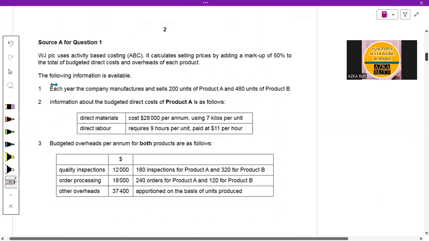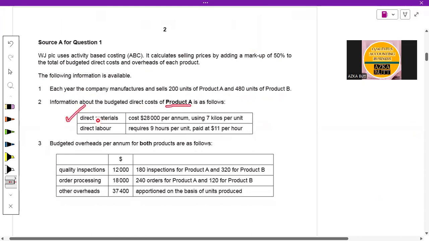So WJPLC uses activity-based costing. It calculates selling prices by adding a markup of 50% to the total budgeted direct cost and the overheads of each product. So the following information is available. Each year, the company manufactures and sells 200 units of product A and 480 units of product B. And information about the budgeted direct cost of product A is as follows.